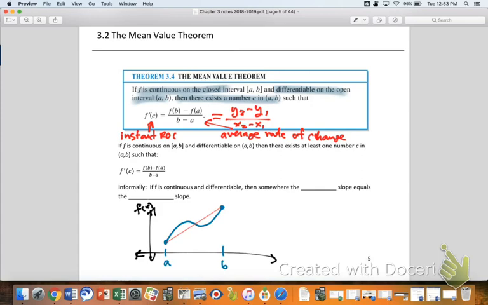Can you see it? Where do you think those points would be? Because they have to be there according to this mean value theorem. I think the endpoints are too steep, right? Like if we drew a slope here, it'd be something like that, wouldn't it? Too steep. And over here, similarly, too steep.